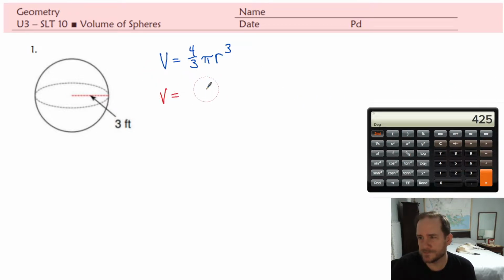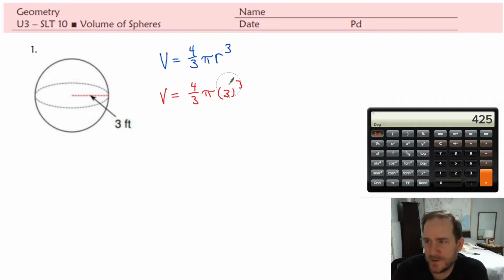So what do we got? We got 4/3 pi times 3 cubed. So 3 cubed, you might know, is 3 times 3 times 3. Cubing a number means multiplying it by itself 3 times. So you're looking at 4/3 times pi times 27.